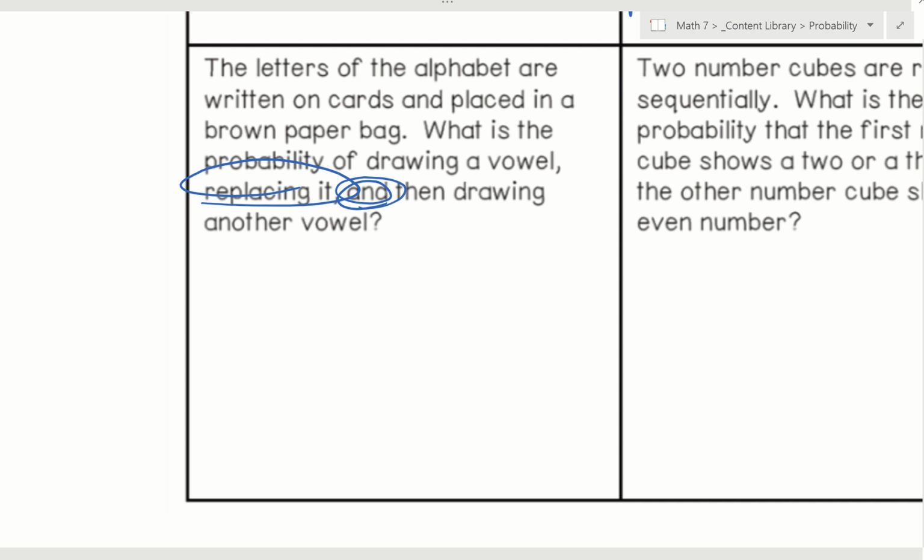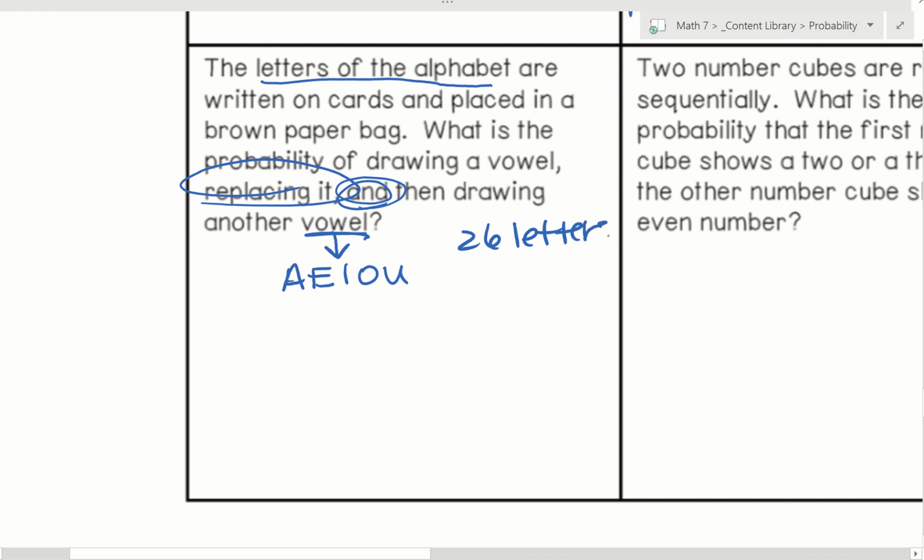The probability of drawing a vowel. So what are the vowels? Vowels are A, E, I, O, and U. Okay? You should have that sort of background knowledge. If you don't, just memorize it. A, E, I, O, U. So you also need to know the letters of the alphabet. How many letters of the alphabet are there? If you really get stuck on the state test, then write them all out. I'm sure you know your alphabet. But there are 26 letters in the total alphabet.